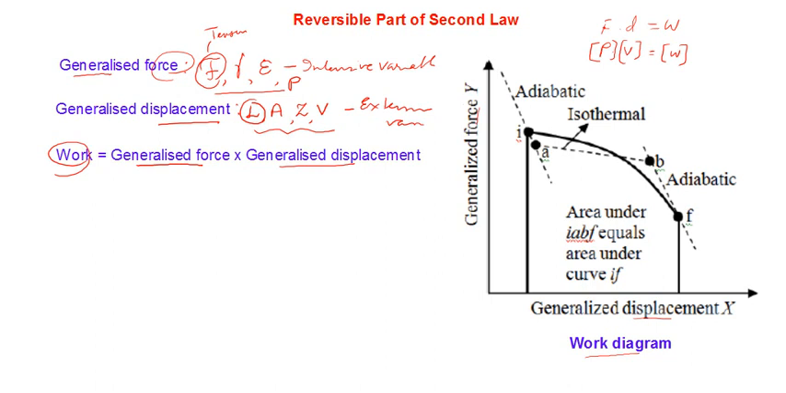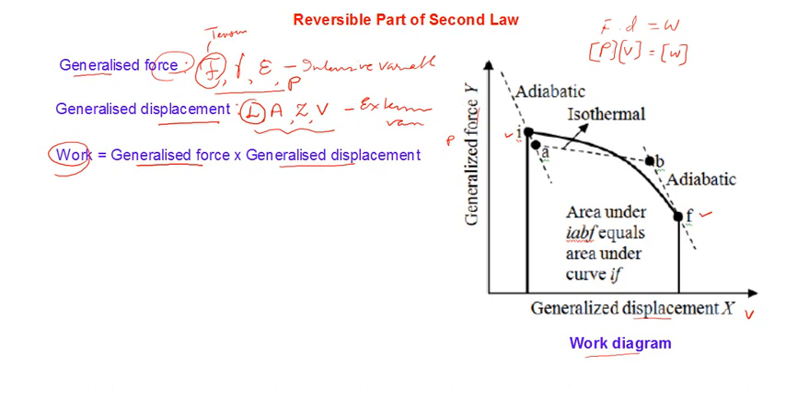Now on the right side, having understood what a work diagram is, you can see the diagram given over here. A reversible process is represented in the diagram. I denotes the initial state of the system, and F denotes the final state of the system. If it's a PVT system, then the generalized force will be the pressure and the generalized displacement will be the volume. So there will be some PI, VI, TI corresponding to I, and some PF, VF, TF corresponding to the point F.